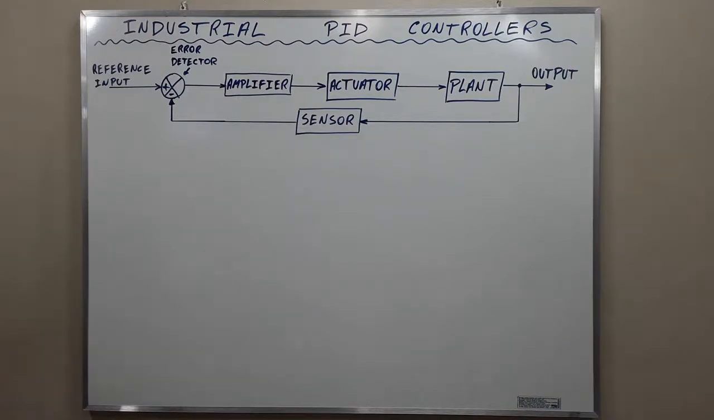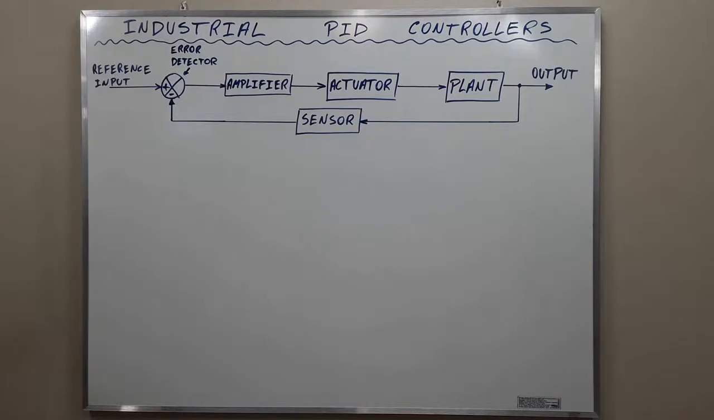Automatic controllers. An automatic controller compares the actual value of the plant output with the reference input, determines the deviation, and produces a signal that will reduce the deviation to 0. This is the control action. Take a look at the figure on the board. The figure shows a block diagram of an industrial control system.